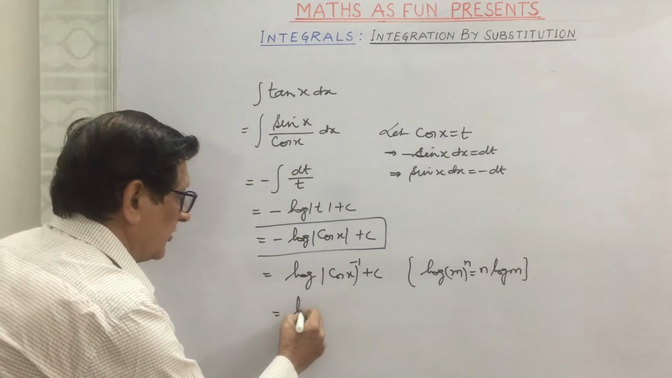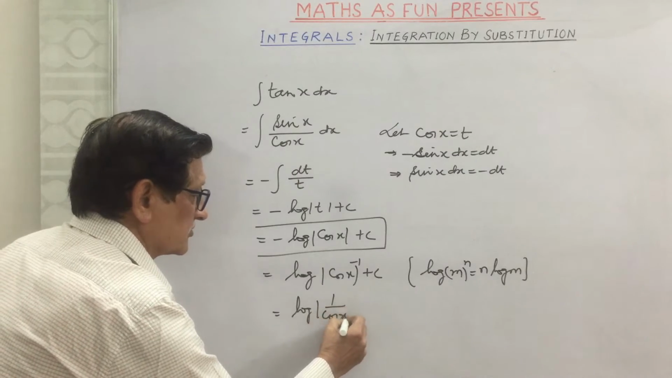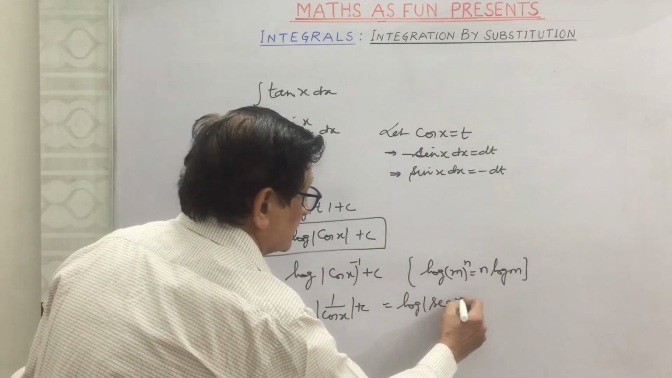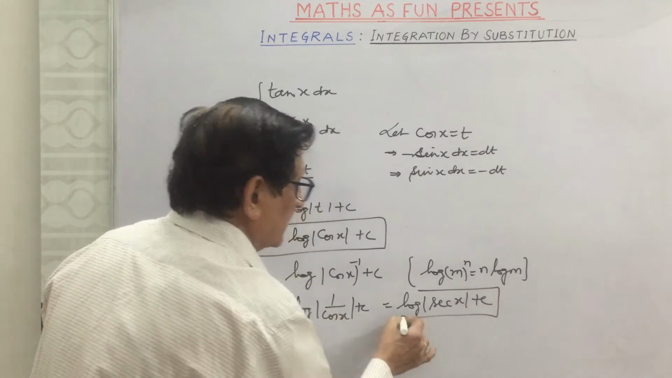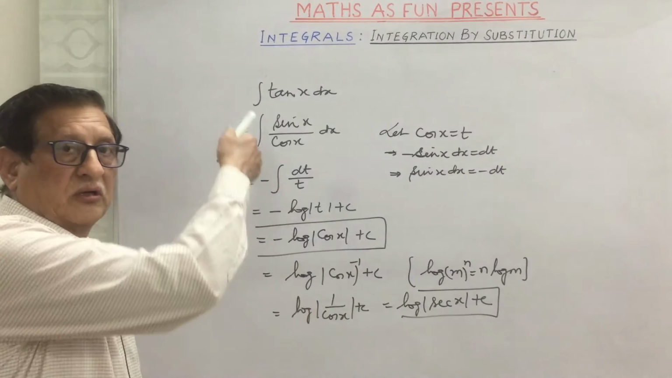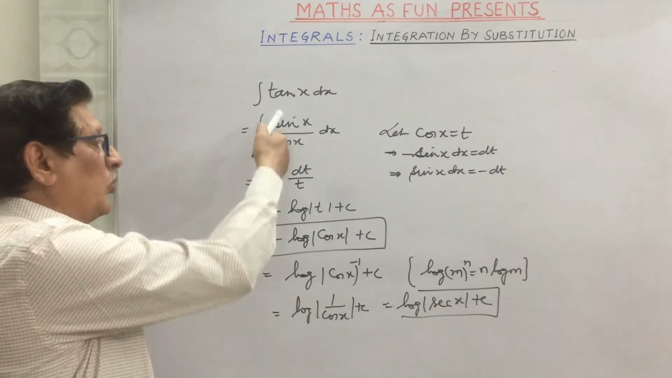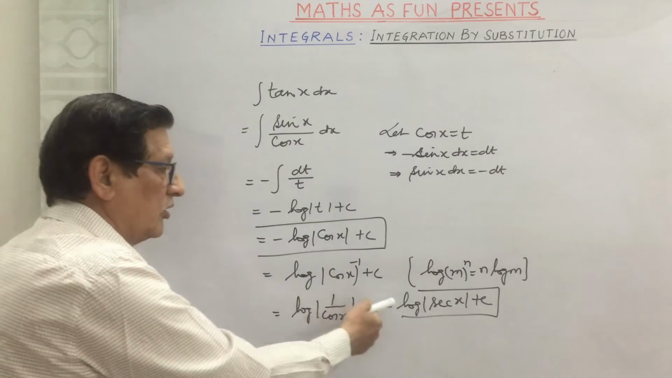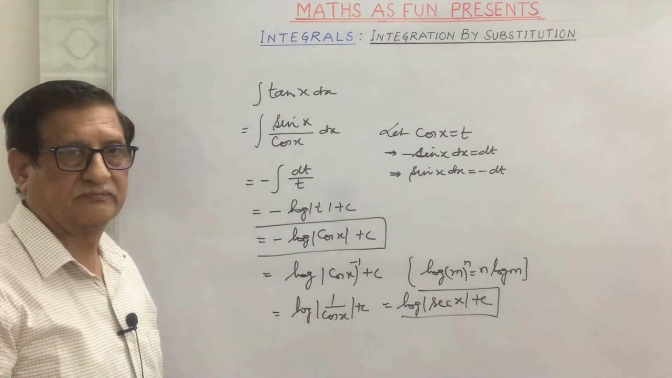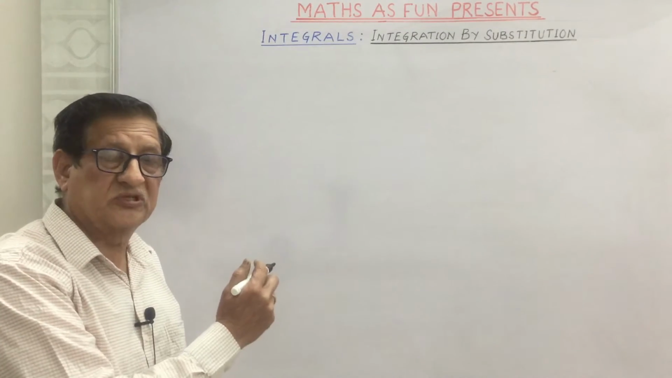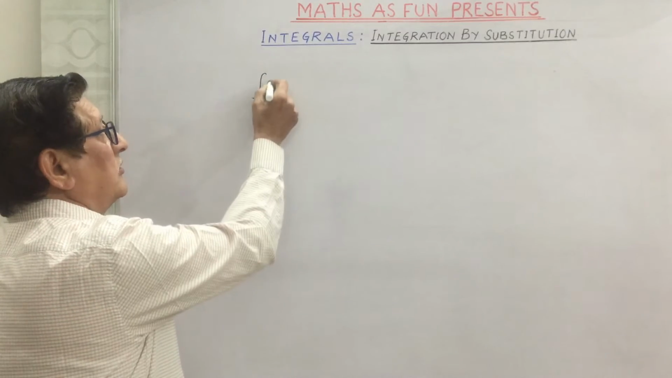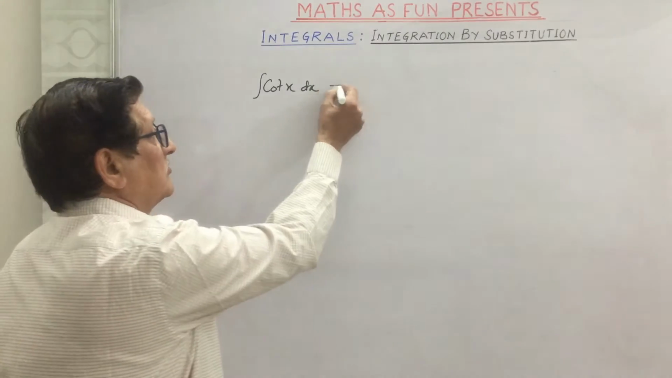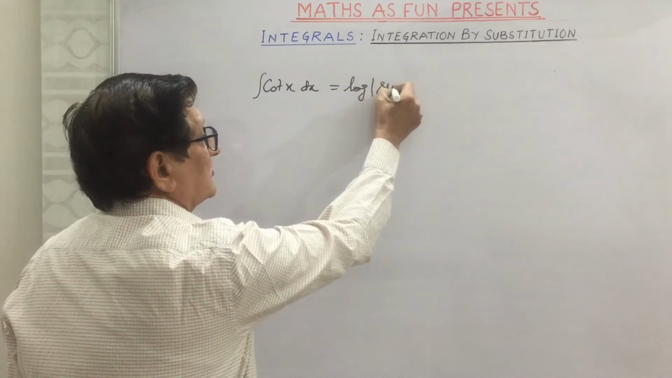Then this becomes log of 1 upon cos x, and we can write this as log of sec x. So this becomes the second formula for integral of tan x. That is, one is minus log of cos x plus c and another is log of sec x plus c. Similarly, using the substitution, we can find the integral of cot x. Cot x can be written as cos x upon sin x, and this will come as log of sin x.